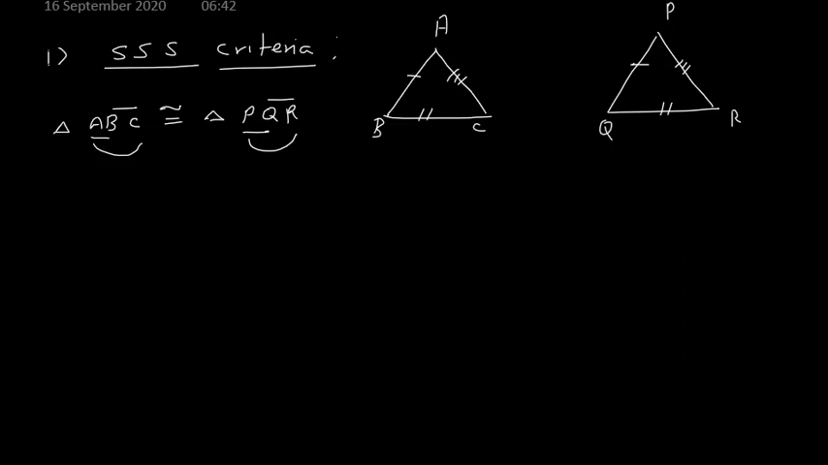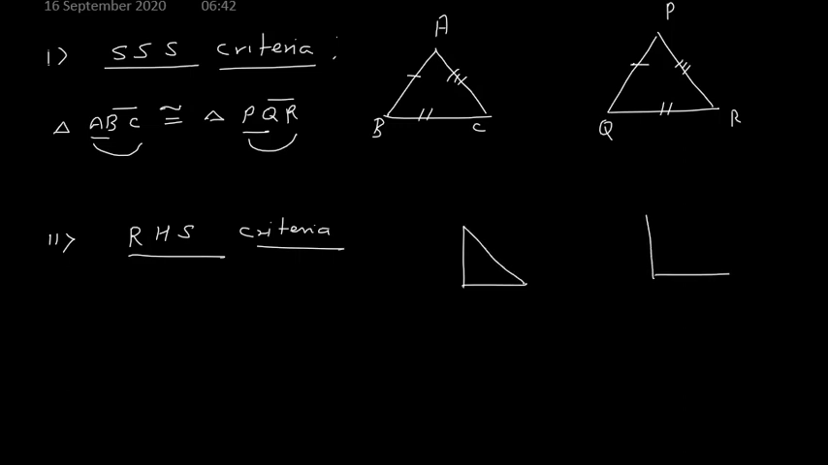And next criteria what we will discuss here is RHS criteria. R stands for right angle, H stands for hypotenuse, and S stands for side. So in two right angle triangles, it is necessary that both the triangles are right angle triangle. So in right angle triangle, if hypotenuse is same, so when I say right angle triangle, that means one angle is equal to other angle and that angle is 90 degrees. So angle B and angle Q are 90 degrees.